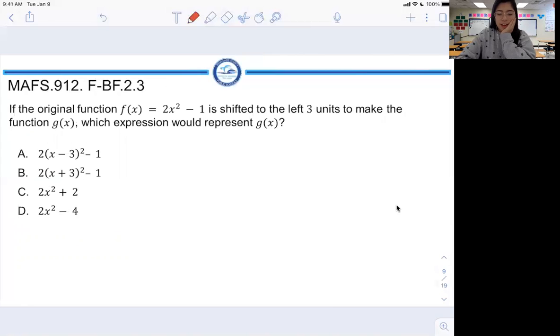The original function f of x equals 2x squared minus 1 is shifted to the left 3 units to make the function g of x. Which expression would represent g of x? Okay, so now that we went through all of that, I think you guys can try this one on your own. To the left 3 units, which one would it be? Perla says B. Do we agree? She's the only one who's answered. Janelle agrees.